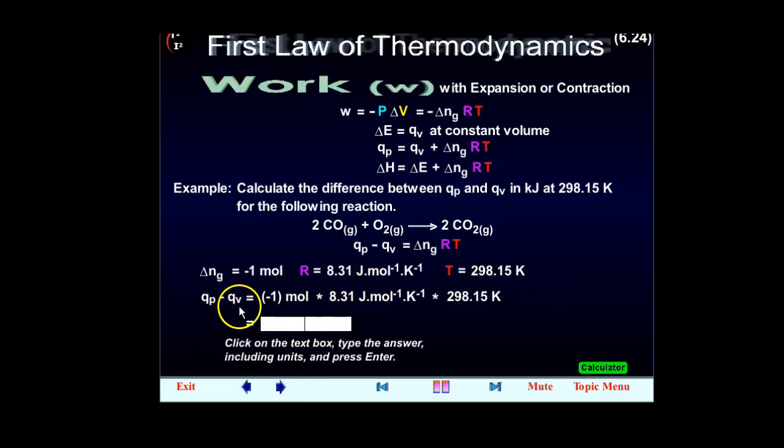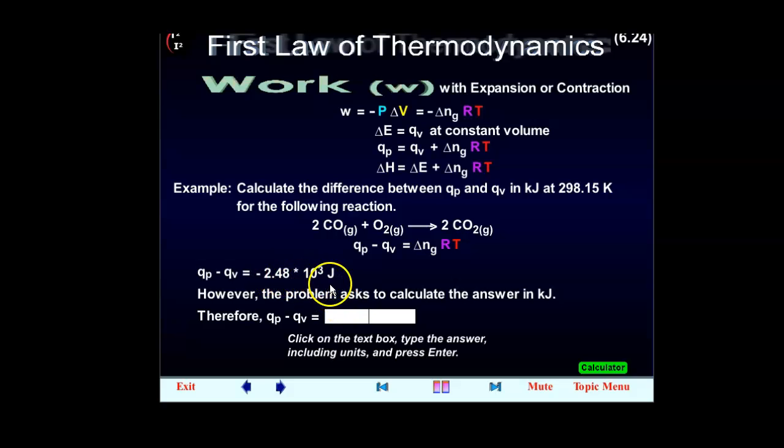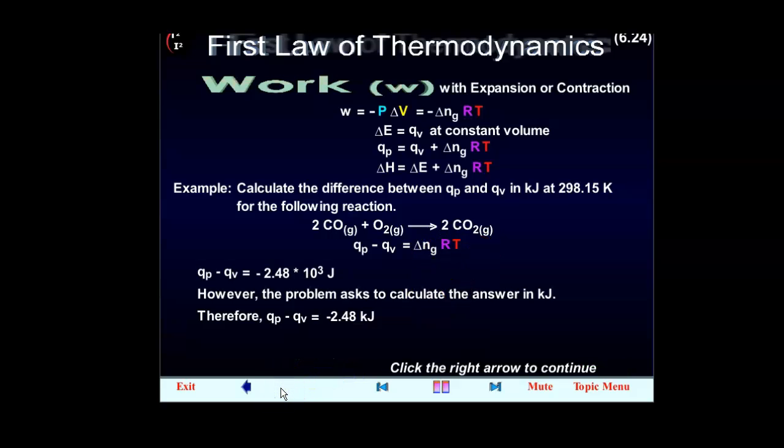So your QP minus QV equals negative 1 times 8.31 times 298.15. And that will give you negative 2.48. So QP minus QV is going to equal delta N GRT. Give you negative 248, which is what we got here.